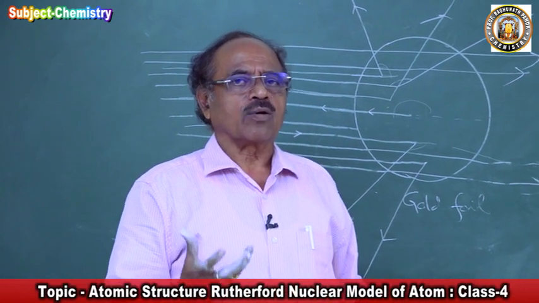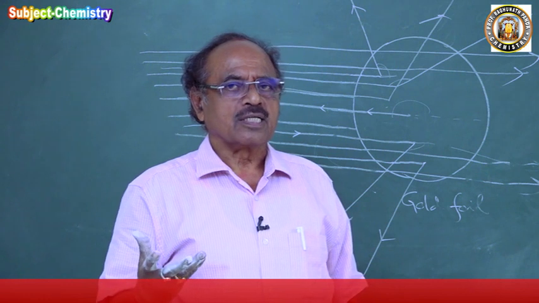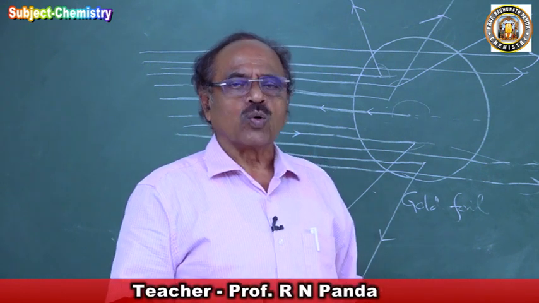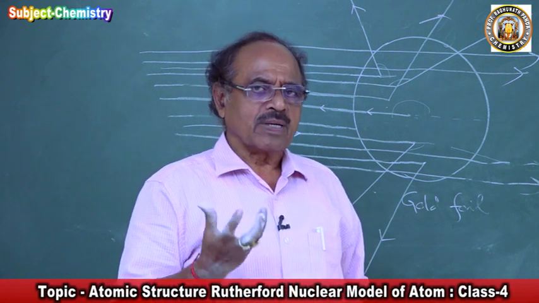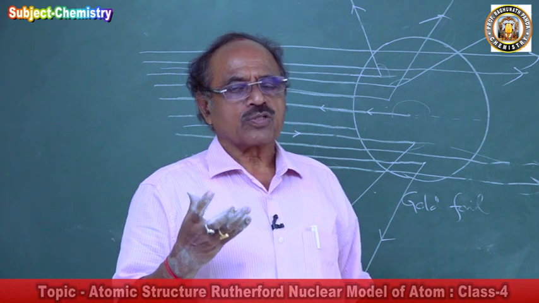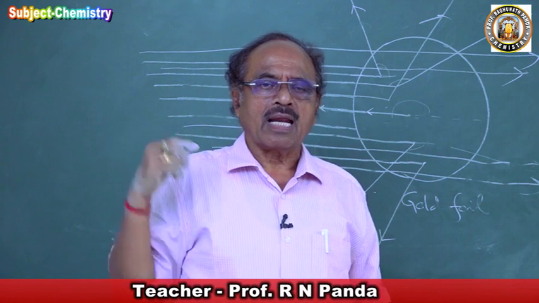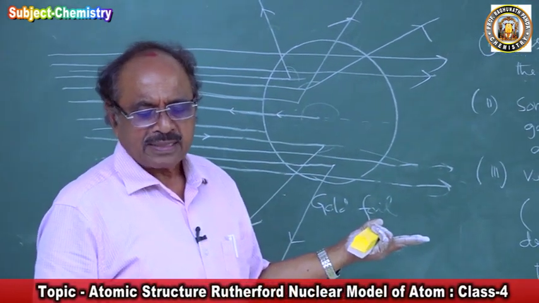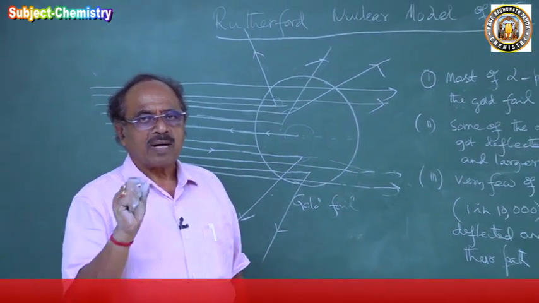The gold atom has atomic number 79, so it has a large atomic mass. So there must be many protons and electrons inside the gold atom; 79 protons will be there inside the gold atom. And what is the charge of an alpha particle? An alpha particle has 4 units of atomic mass and 2 units of positive charge. So he wanted to find out.